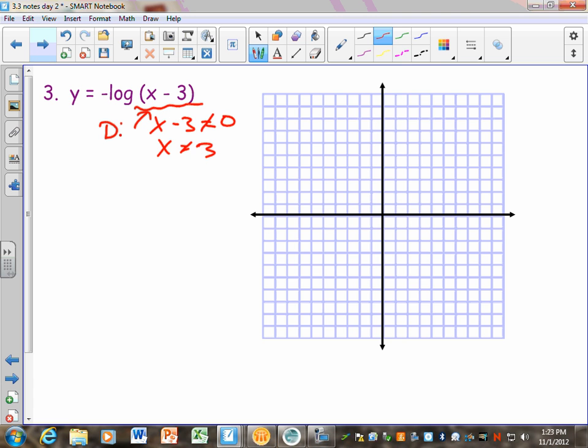We're not allowed to pick any number less than 3. Do you agree with that? If 3 is what makes it go to 0, anything less than 3 is excluded, which means our domain is greater than 3. So I would say either my domain is x is greater than 3 or from 3 to infinity. So it's not just that you're excluding that one number, okay?